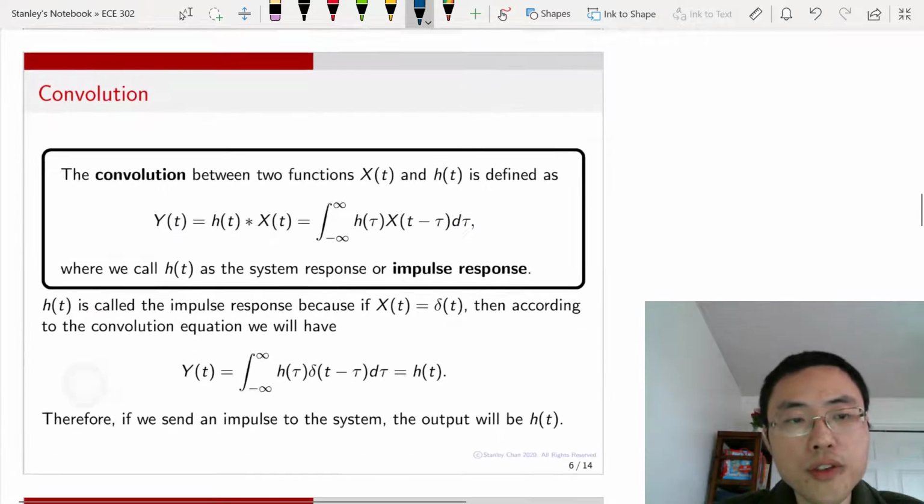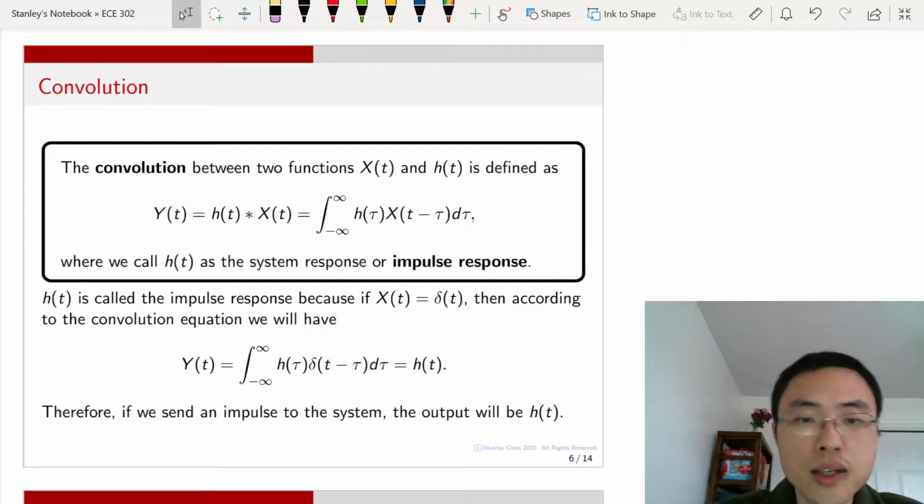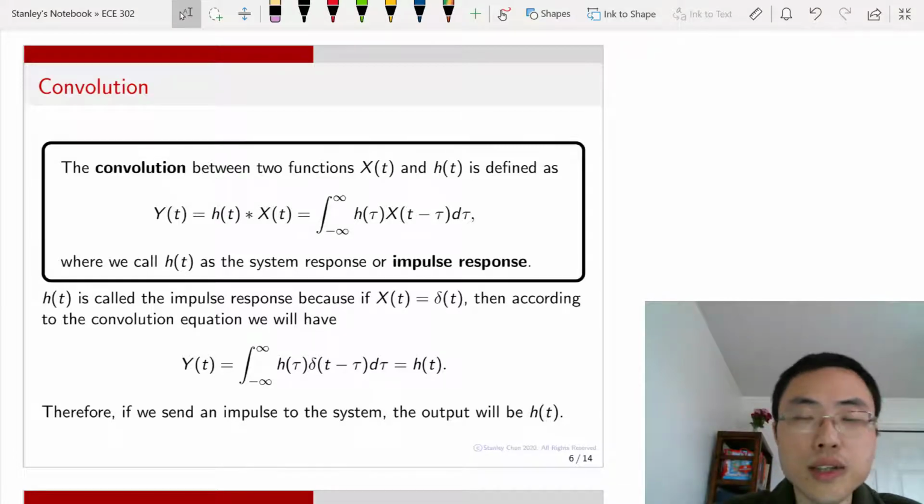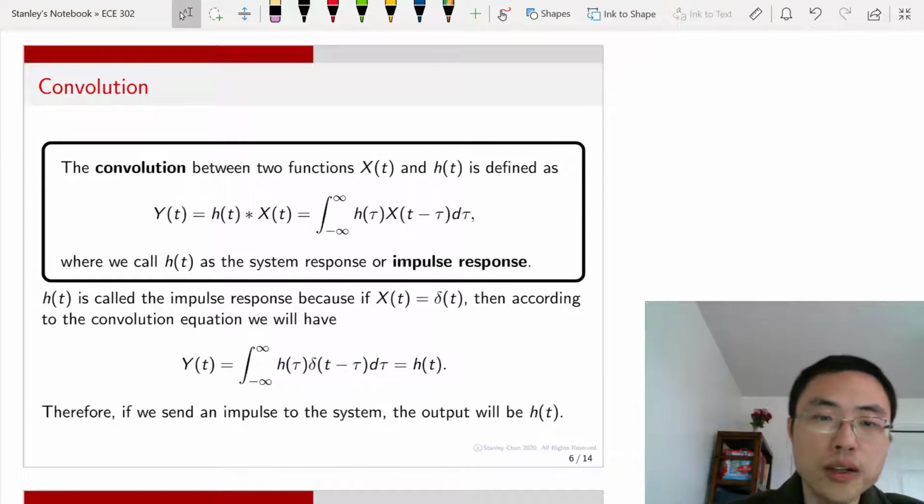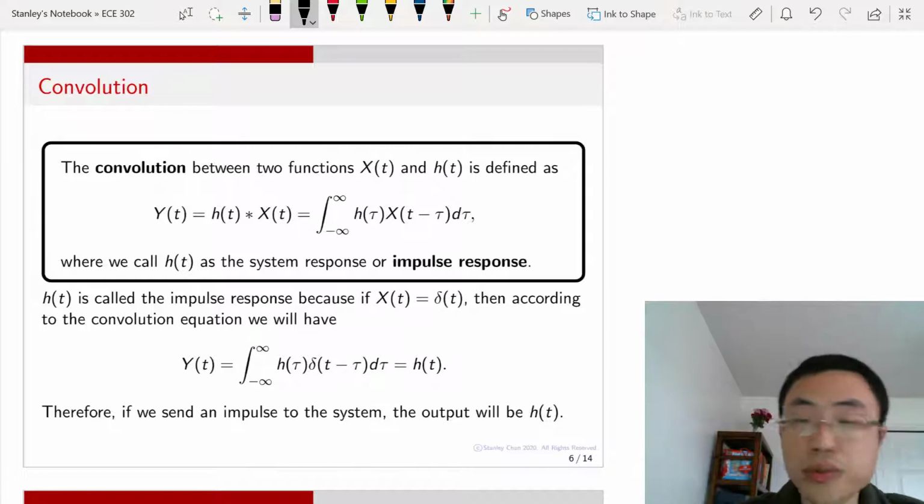All right, so after we have introduced the idea of linear time invariant systems, I also need to remind everyone about a very basic operation called the convolution. Convolution is a basic operation for LTI systems. Now, of course, many of you have already learned convolution, so this is really a review.